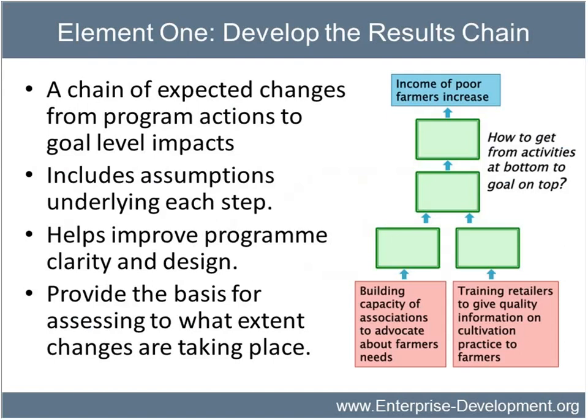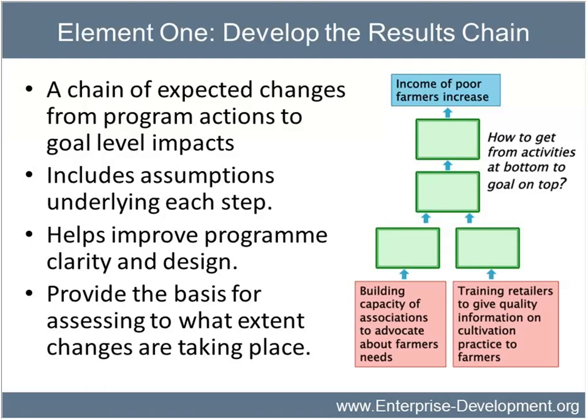And the results chain really goes into the details of the intermediate steps, trying to clarify the changes in behavior and in attitudes of the different stakeholders along the chain, which will lead to the income increasing. So in this example, if you train retailers, you would perhaps expect them to improve the quality of the advice they give. You would expect farmers to take on that advice and adjust their farming practices, increase their yield, and so improve their incomes.